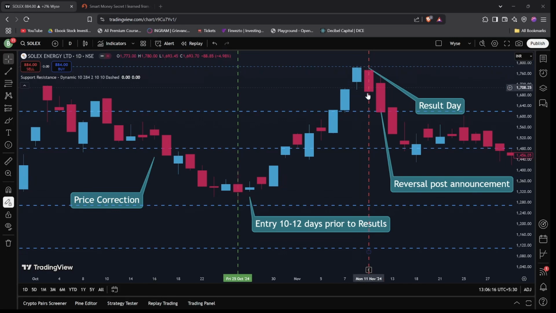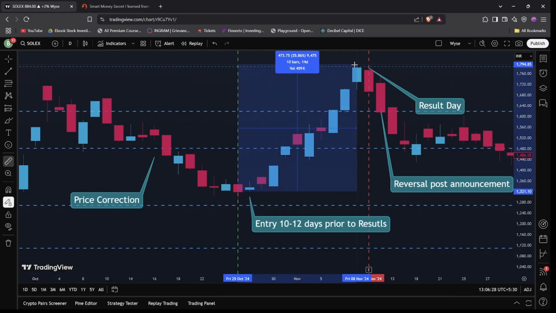And then as you can see on the announcement day, the price starts falling. Right. So this is the result day, and this is where the reversal happens. Right. So this is the alpha that we're trying to catch, and in this case, I believe it is close to 35% rally.